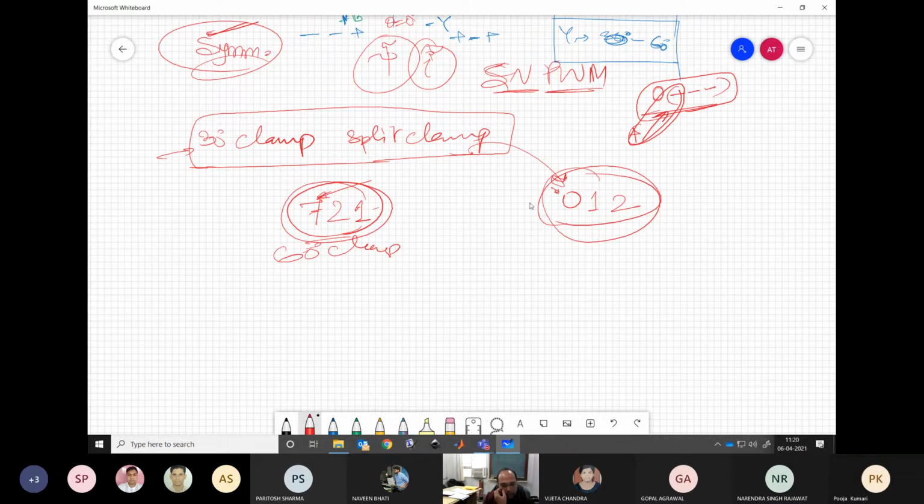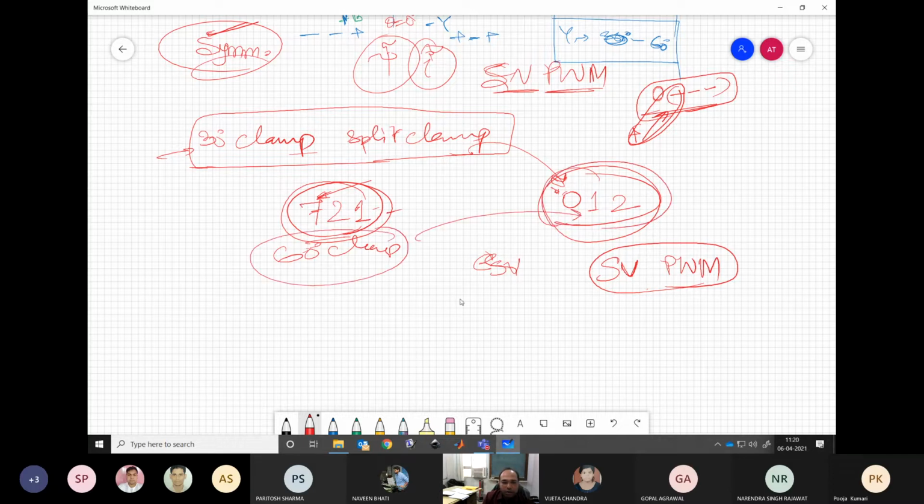So these are small changes. When we do them, our complete PWM is changing. That is why the space vector PWM is so powerful. By having a small modification in this sequence, we can completely change our PWM from one to another.